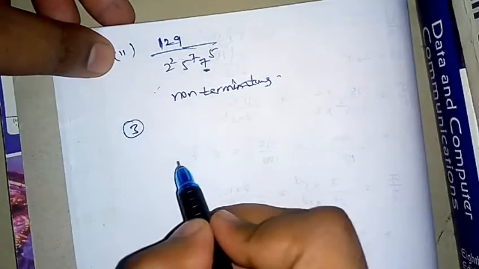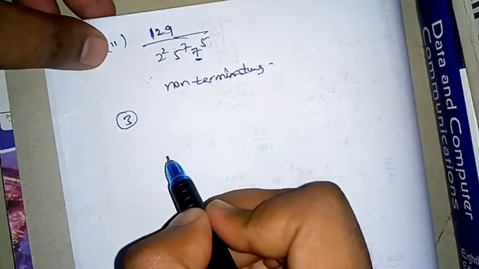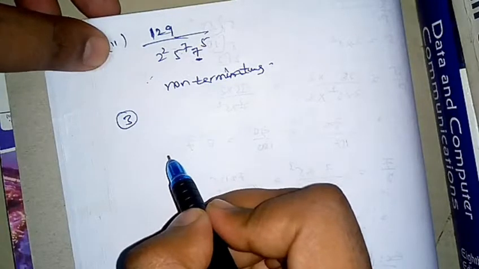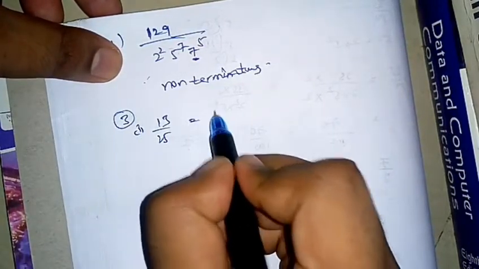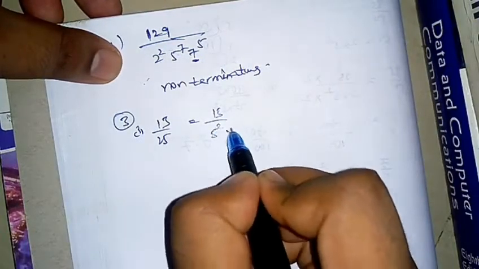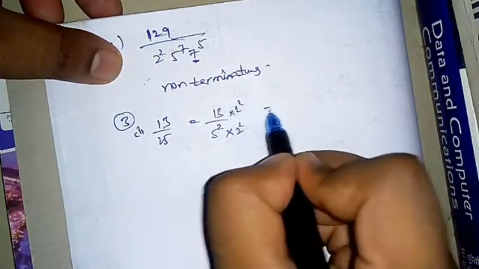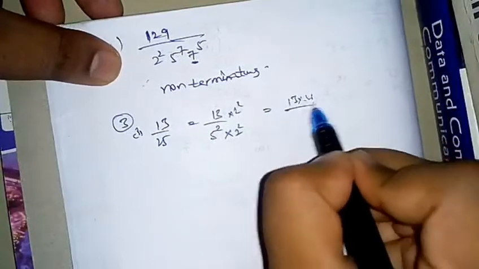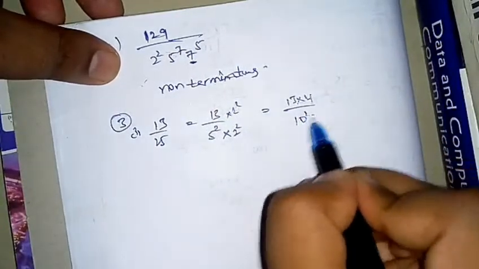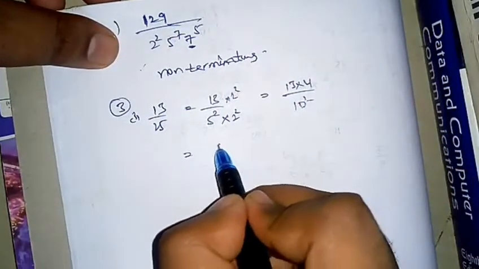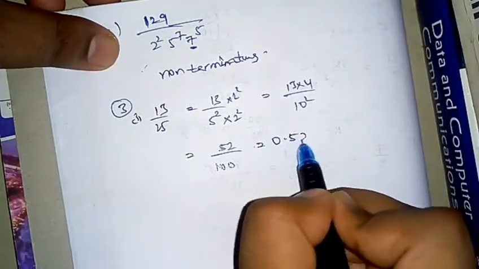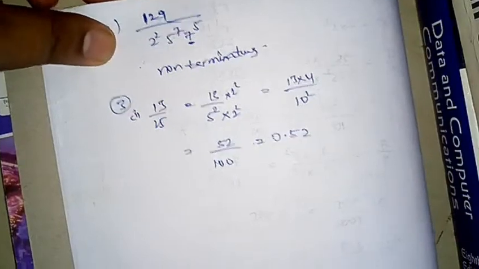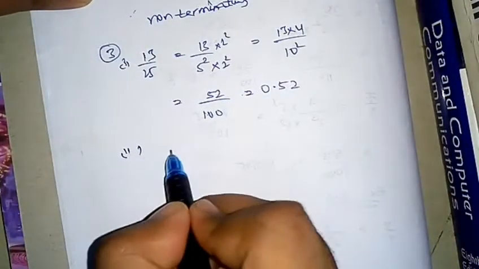Next is the third one. Write the following rational numbers in decimal form using theorem 1.4. 13 by 25. So you can write 13 by 5 square. You can multiply by 2 square and 2 square. It will become 13 into 4 by 10 square, which is equal to 13 times 4 is 52 by 100. So this will be 0.52.